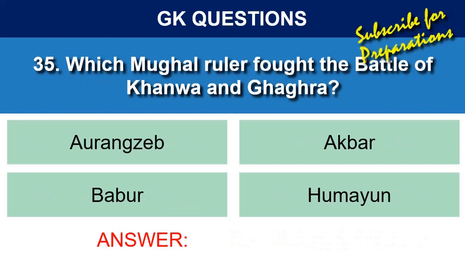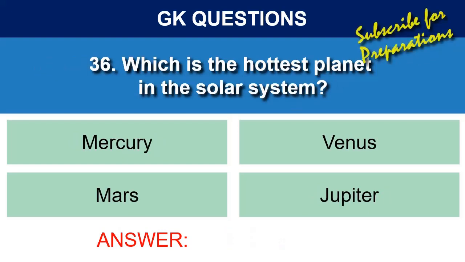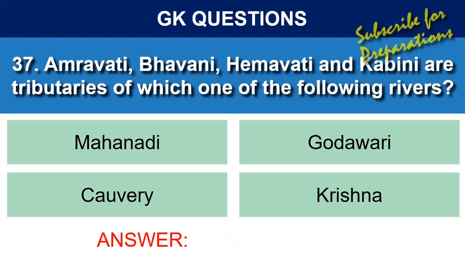Which Mughal ruler fought the Battle of Khanwa and Khagra? Babur. Which is the hottest planet in the solar system? Venus. Amravati, Bhavani, Hemavati and Kabini are the tributaries of which one of the following rivers? Kaveri.